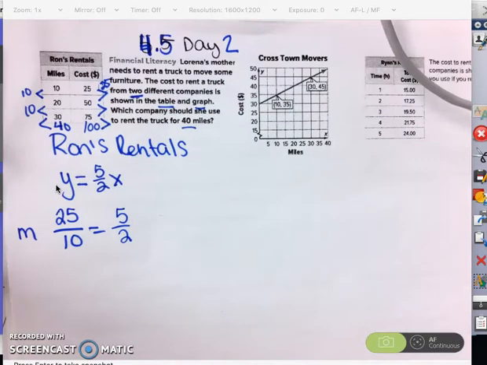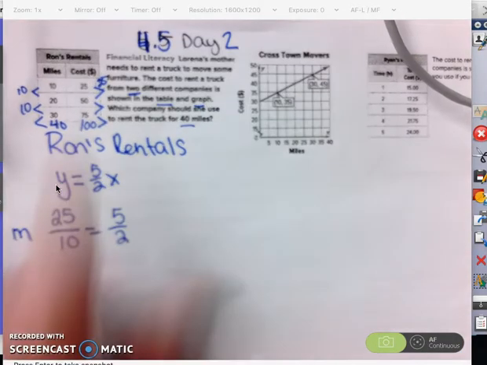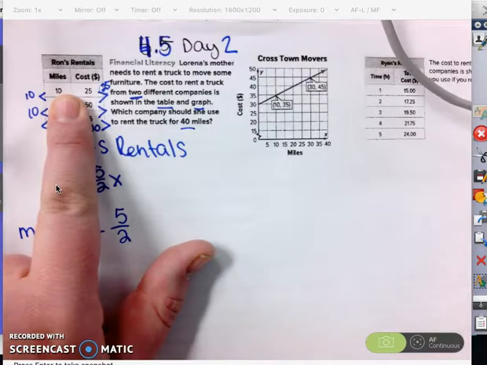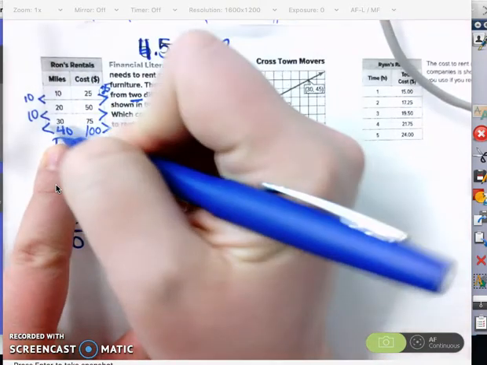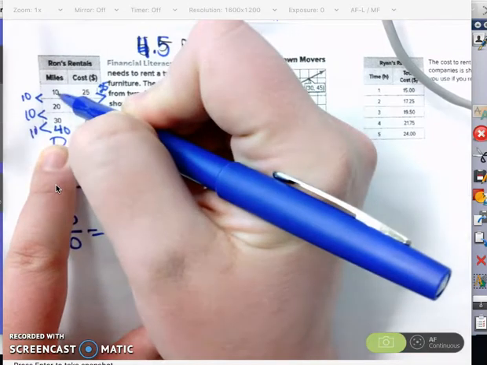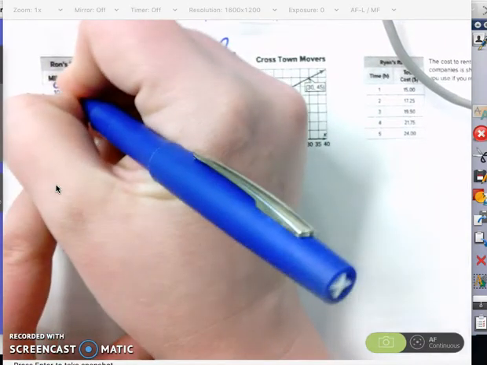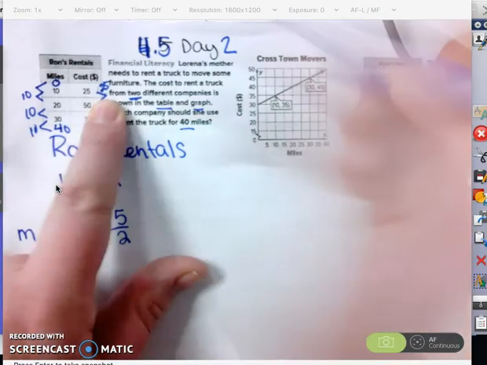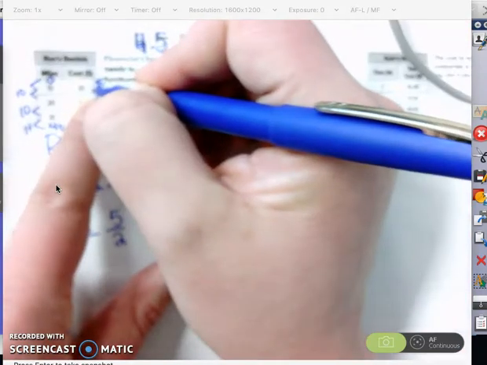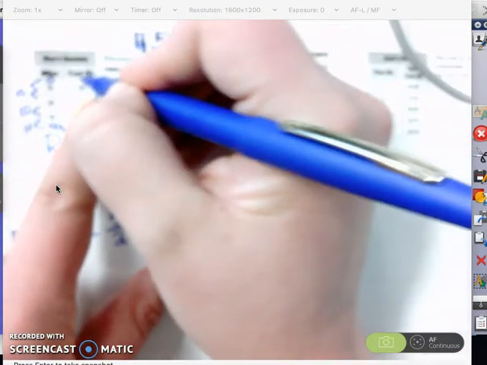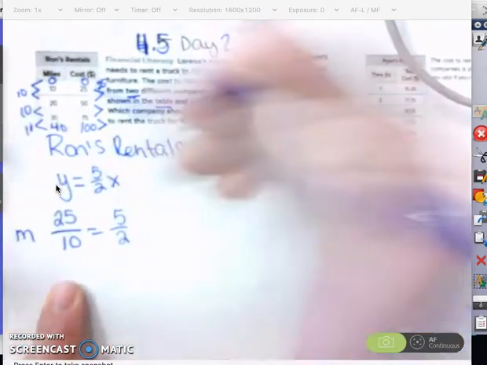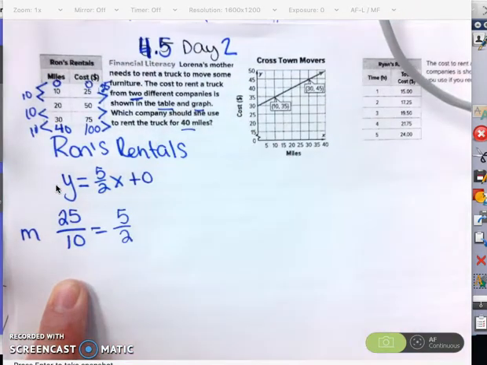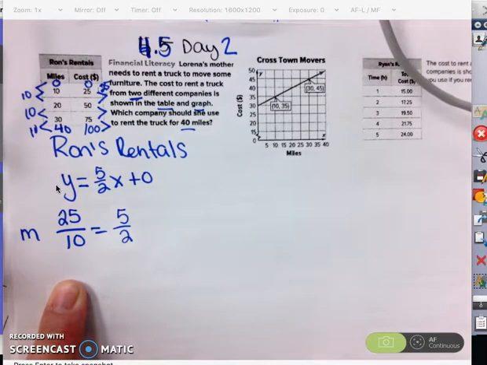And I want to figure out if I'm adding or subtracting anything. So I need to find my y-intercept. So here, just like I added 10, can I subtract 10 from 10 to get to 0? I can. And then here, subtract 25 from 25, and I get 0. So my y-intercept is 0, 0. So therefore, it's going to be plus 0. I don't even have to put that on if I don't want to.